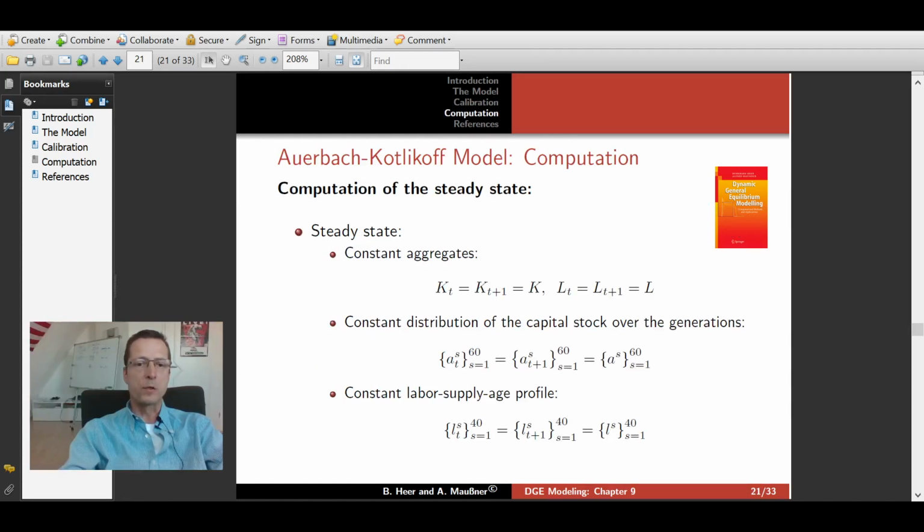Let us turn to the computation of the steady state, which is characterized by constant aggregates and constant individual variables. So the aggregate capital stock K_t is constant and equal to K. Aggregate labor L_t is equal to L. And the individual wealth only depends on s, but not on time t. So each cohort has wealth a_s and labor supply l_s. And we would like to compute these profiles and the aggregate variables.